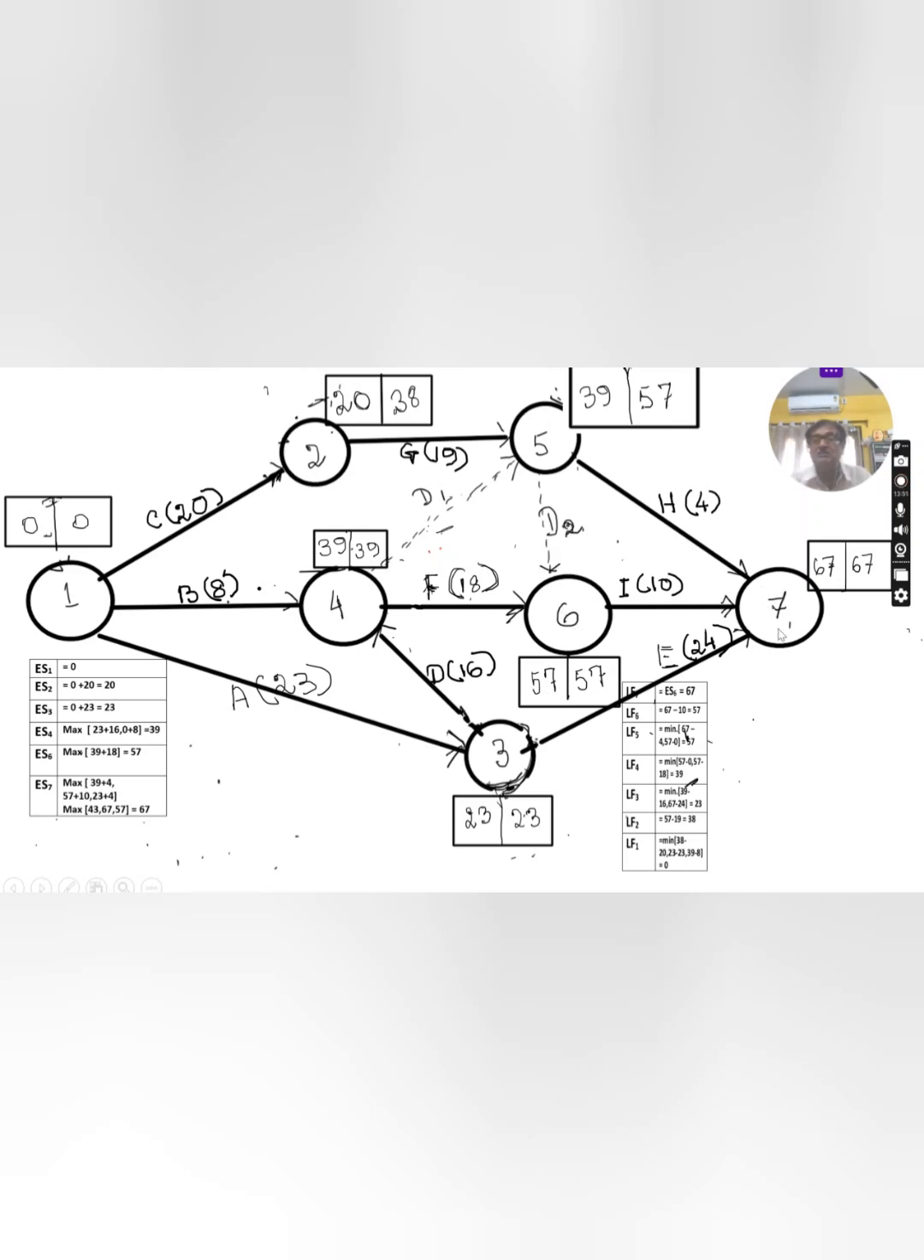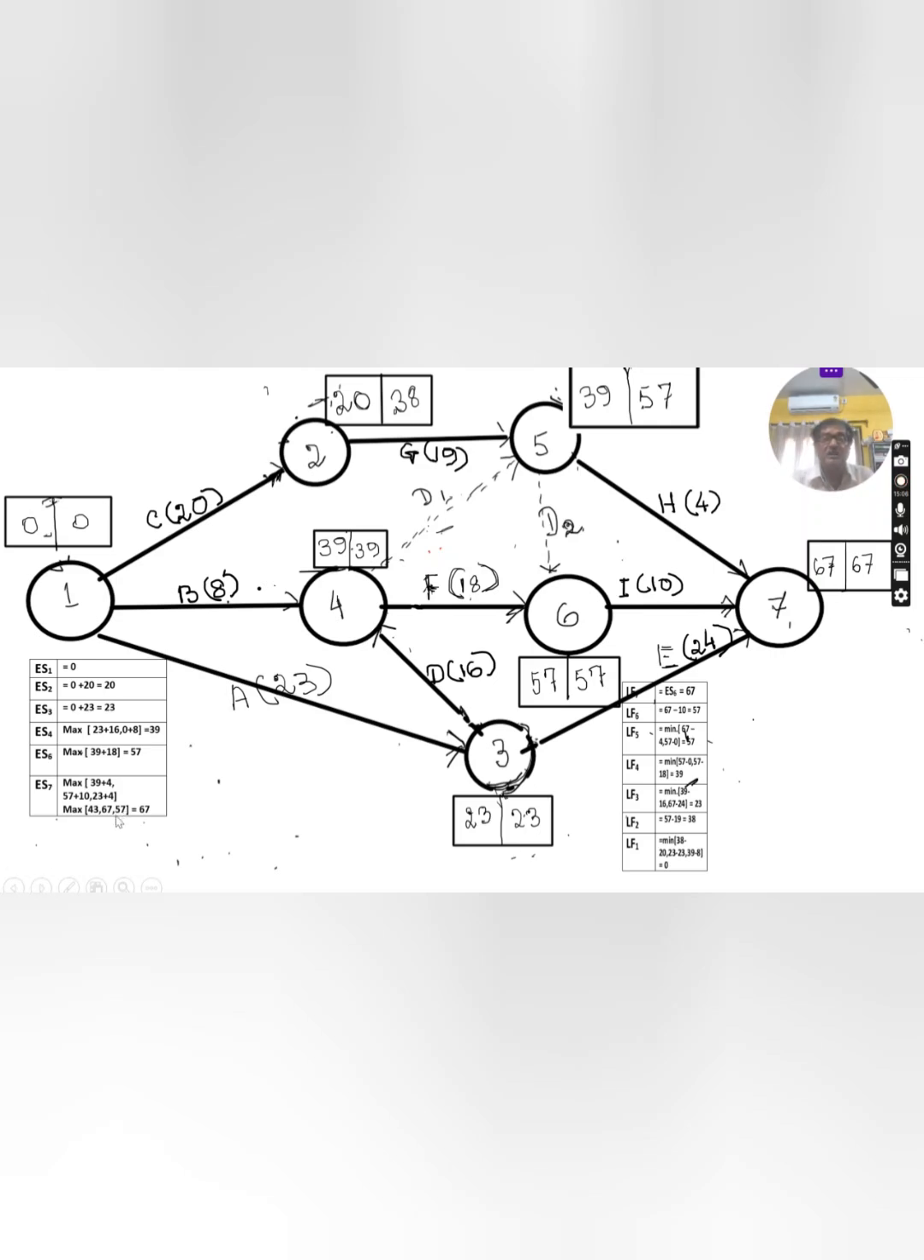Now the last node 7, S7. Which activities are connected with this? 5, 7, 6, 7 and 3, 7. You have to compute the time and check which is the highest, and we accept it. For 5, 7, the earliest start time 39 plus 4 means 43. If you take this one, earliest start time 57 plus 10, that is 67. And for this 3, 7, earliest start time is 23 plus the activity time 24, that means 47. 23 plus 24 is 47. Correct it, 47.